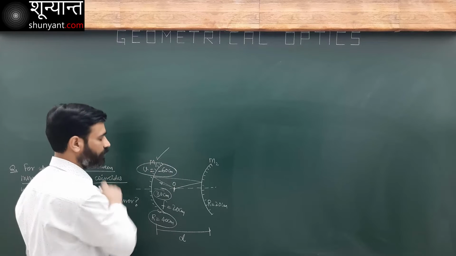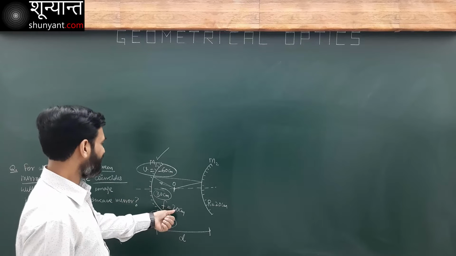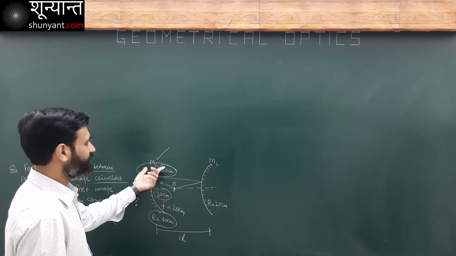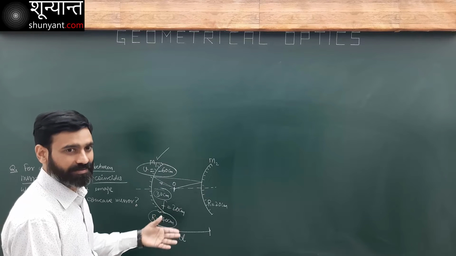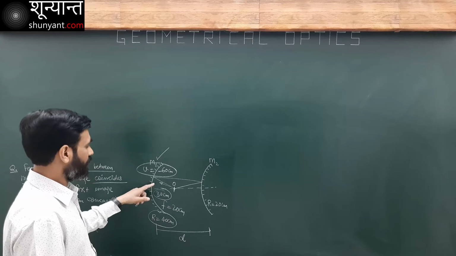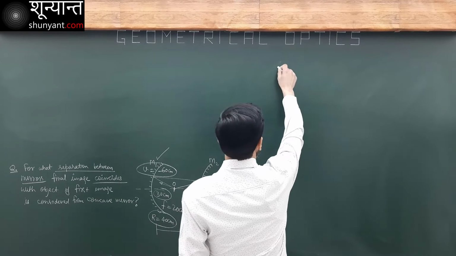How do I know? I know if focal length is 20 and object distance is 30, then this is going to be 60. I have done this. That's how I know this. Let me first draw the ray diagram and see how it is going to look.